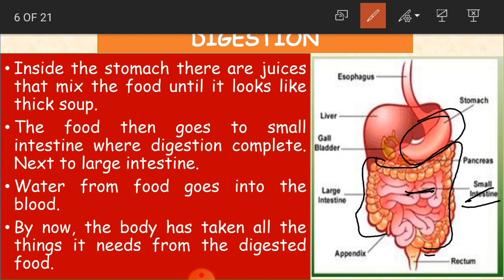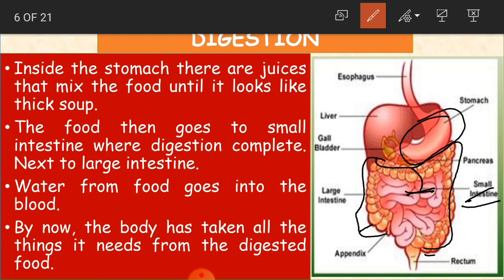Okay, children? So, what happens here? The food after that goes to the small intestines. First it goes to the small intestines where the complete digestion process is going to be finished. Okay. Where are these small intestines? They are next to the large intestines here.